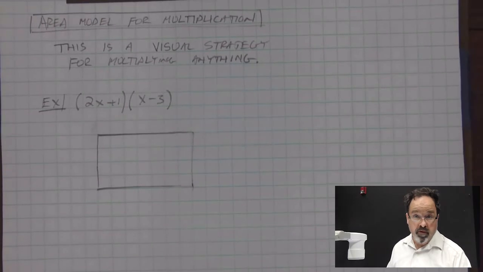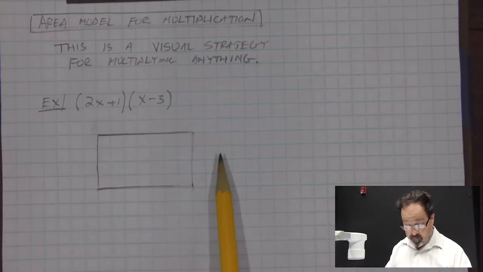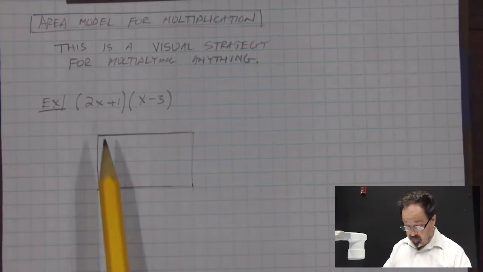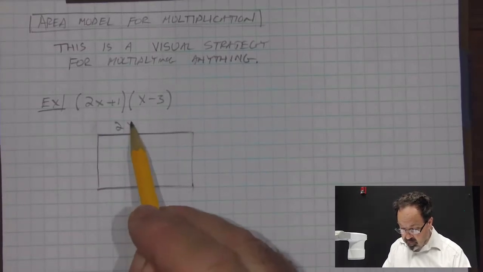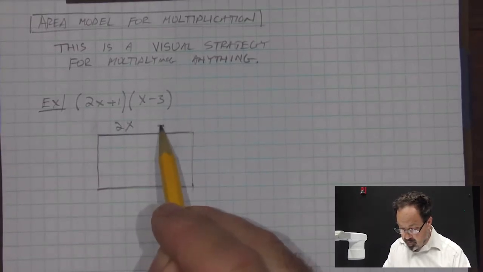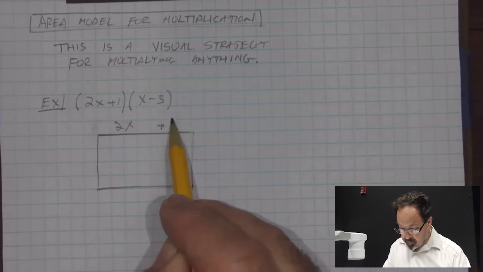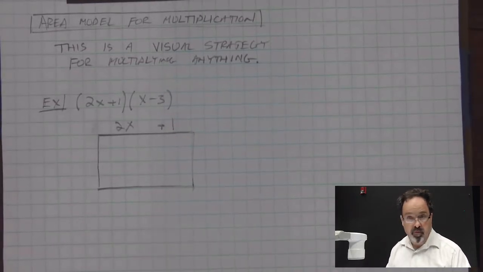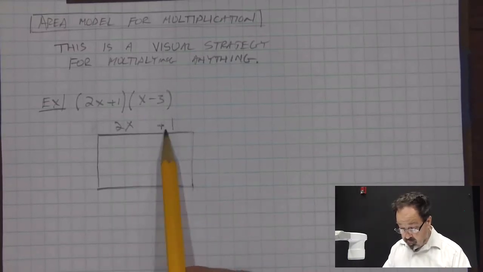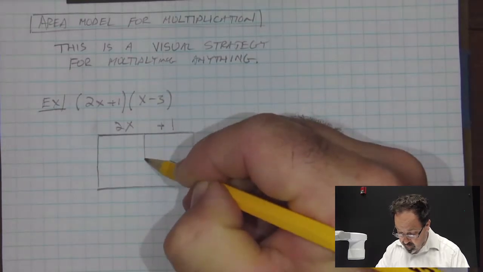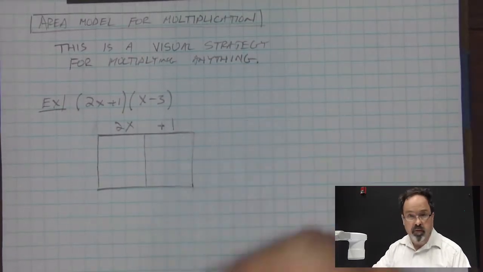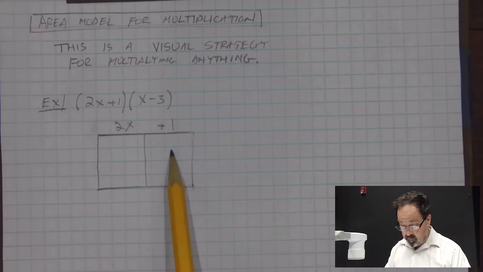And I'm going to put on the sides of the rectangle the things that I'm going to multiply. I'm multiplying a 2x plus 1. I'll write that on one side of my rectangle model. I can think of the plus 1 as a positive 1. If I have two terms in this expression, then I want to divide my rectangle into two columns. One column for each expression.